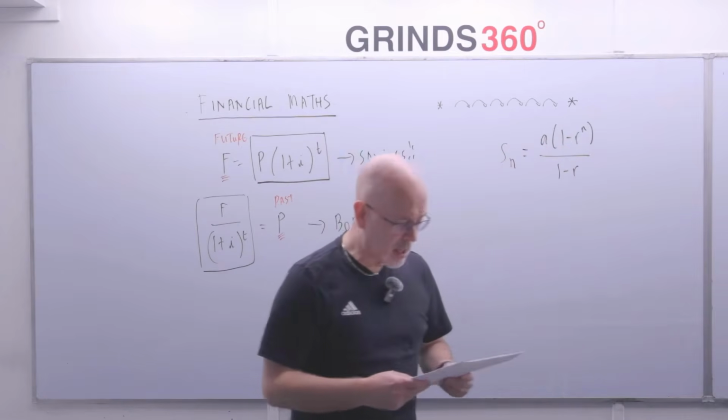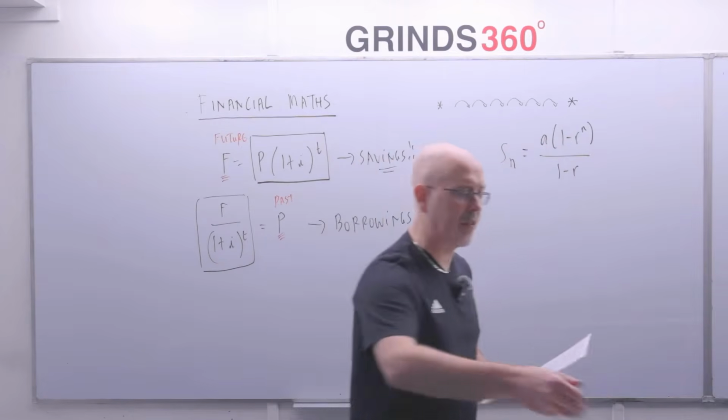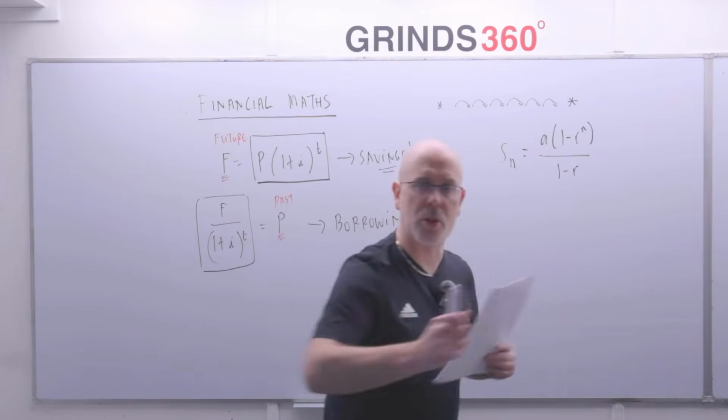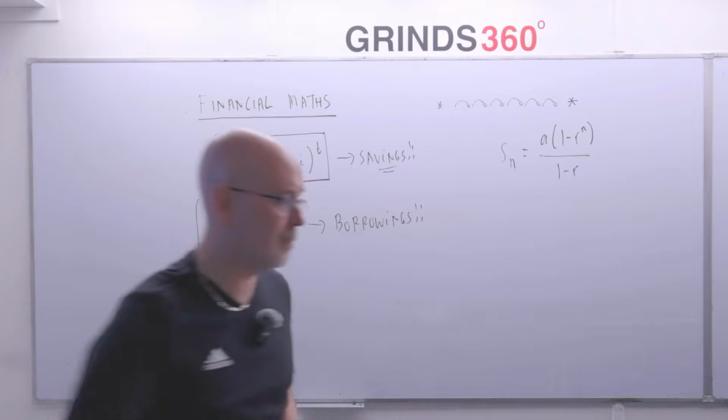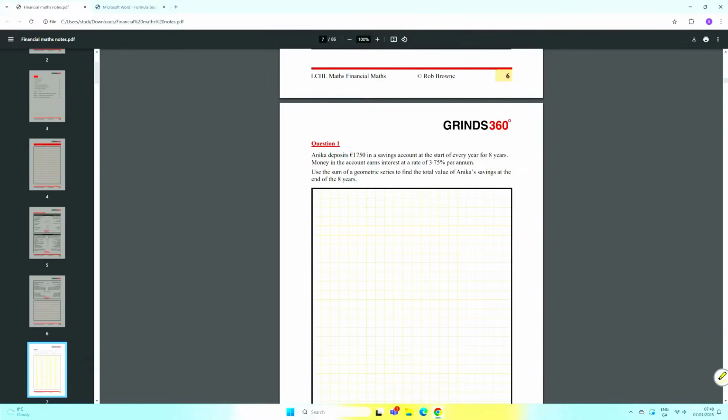Okay, so I'll start off with the first question there on page 7, question 1. So question 1 looks like this. You can see it says, Annika deposits €1,750 in a savings account at the start of every year for 8 years, right? So it's for 8 years here. And money in the account earns interest at a rate of 3.75% per annum. So per annum means per year, right?